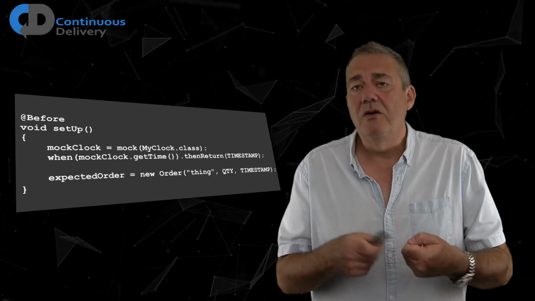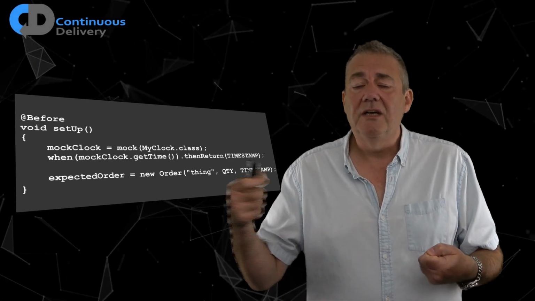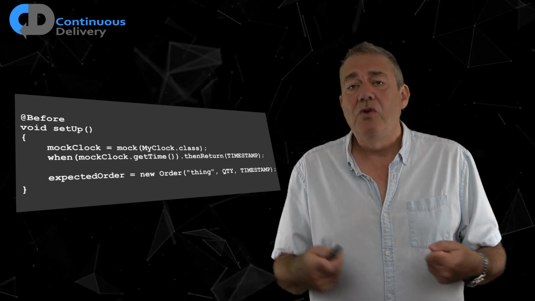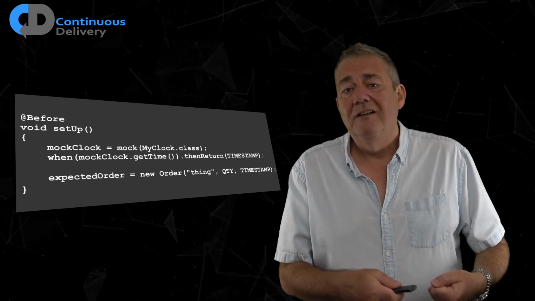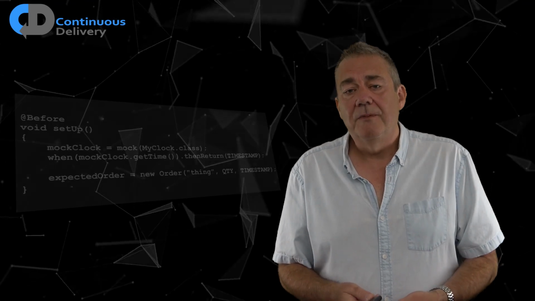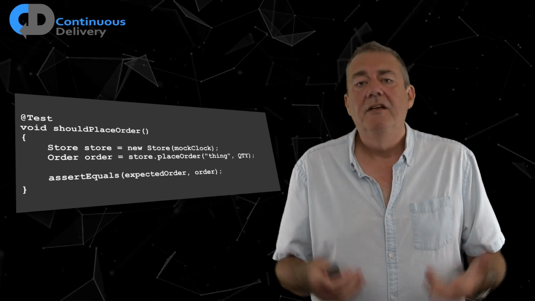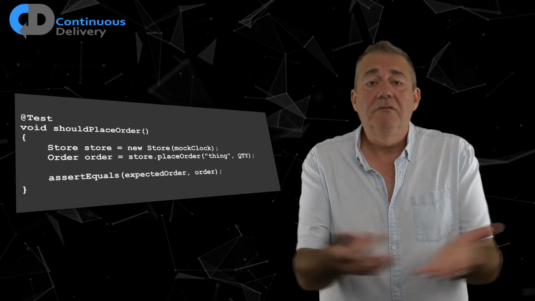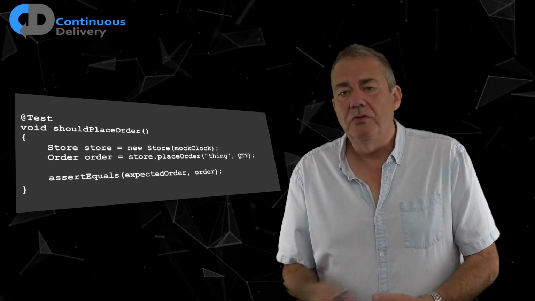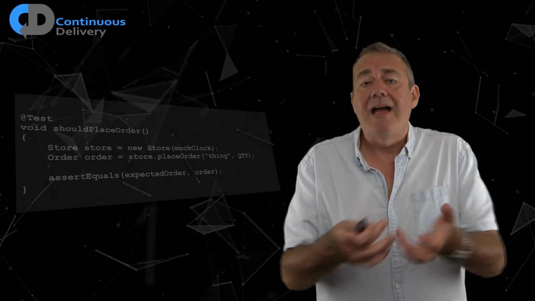So when my code goes and asks for the timestamp, the clock's going to lie to it, and it's going to give it the version that I want it to. And now we're going to create our expected order with that timestamp, the expected timestamp. Now, when our test goes ahead and we place the order, we can do the comparison with the expected order and the order that we generated during the course of the test evaluation. And our code looks like this.